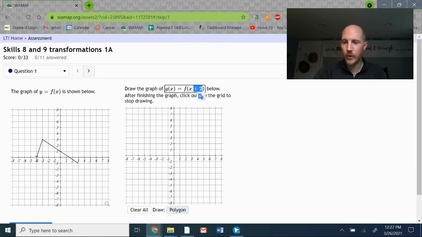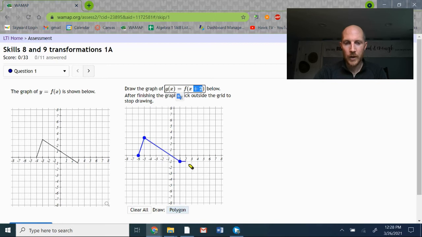So the first point on the original graph is at -4, 0. So in my new graph, I'm going to take that point, except slide to the left 2 spaces, click. So there's my first point. The next point on the original graph here is at -3, 3. So if I move that left 2 spaces, it's going to be at -5, 3, click. And then the last point here on the original graph is at 3, -1. If I subtract 2 from that x coordinate, it's going to be 1, -1.